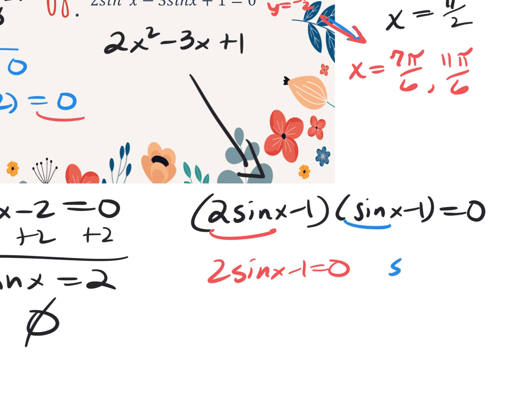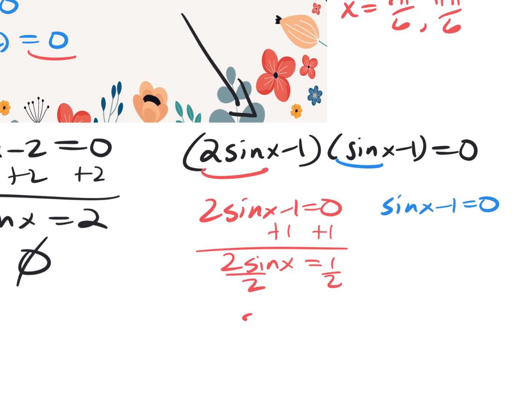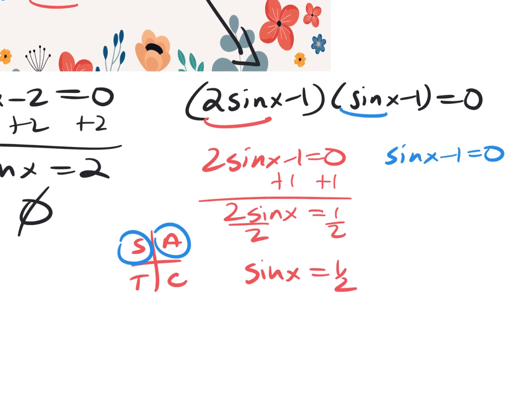And then this one, solve it by adding 1. This time I'm looking for positive 1/2. So sine x equals positive 1/2. So all students take calculus. I'm looking in the top 2 quadrants. And again, same denominator. It's a denominator of 6. So x is going to be where y equals 1/2, pi over 6, and 5 pi over 6.